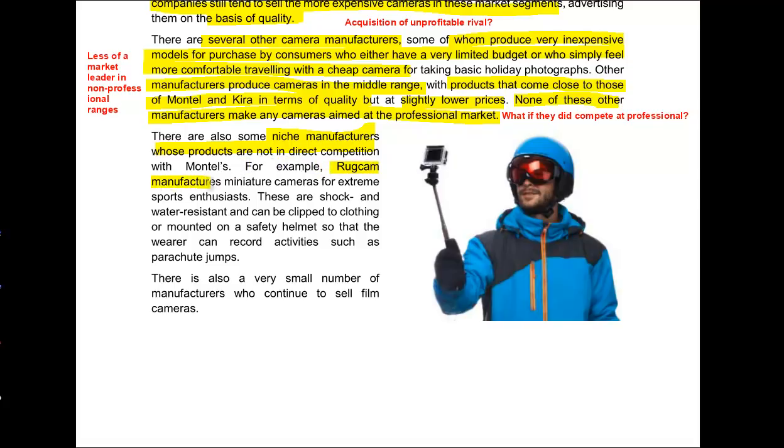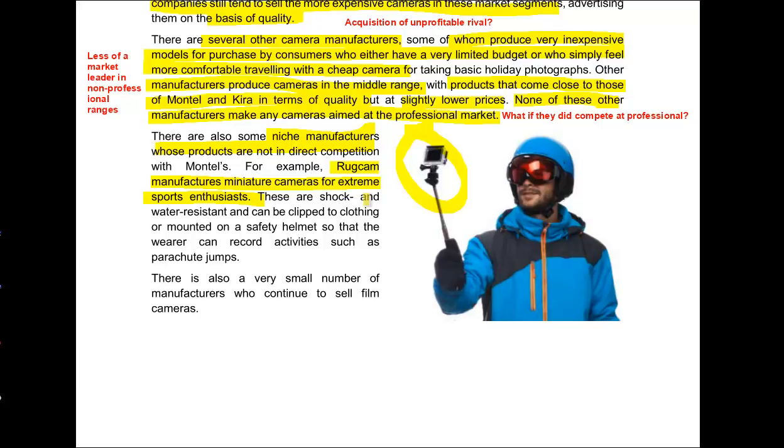RugCam manufactures miniature cameras for extreme sports enthusiasts. Now, given this image here and our sentence, let's be real now. This is GoPro. And it's very interesting when we consider the industry, because GoPro attempted to take their own product, which is this small attachable camera that's durable and able to capture really, really high quality footage of extreme hobbies and sports, being attached to the person or maybe their surfboard, that kind of thing. They've tried to turn it into maybe drones, and that's failed.